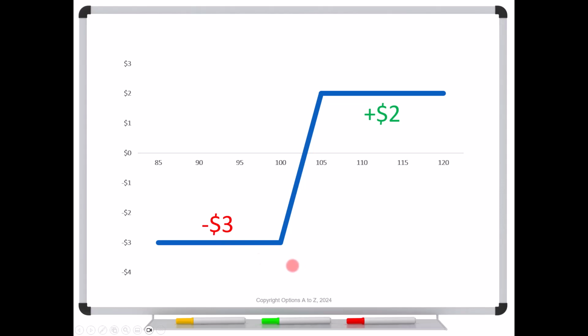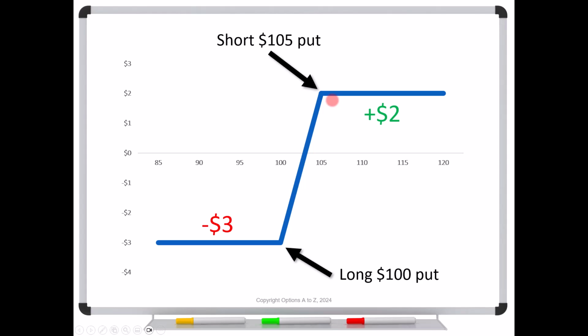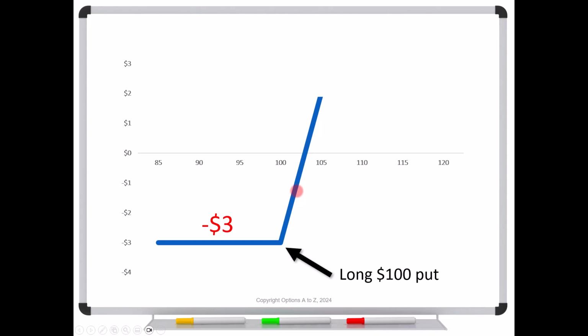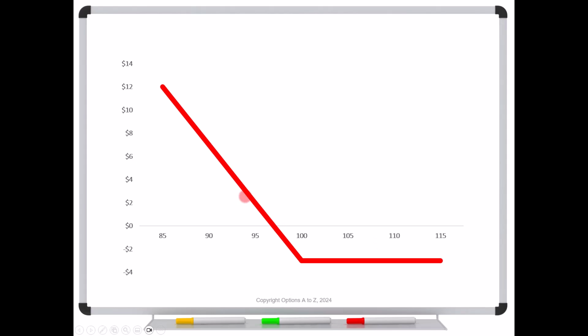So here's our long 100 put at this strike. Here's our short 105 put up here. So what's the morph? Well, we could simply just buy back this short 105 put. And that's going to look like that. And we are now long a $100 put, which does what? Flips us. We now have unlimited gains to the downside, at least down to a stock price of 0.